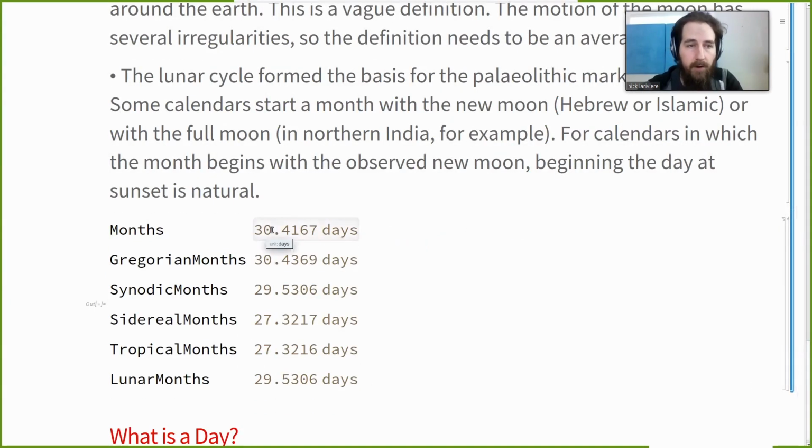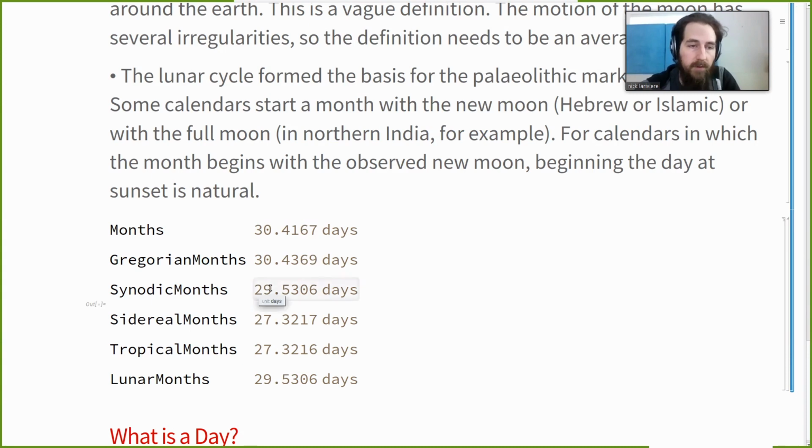Here again, when we think about our conventional notion of a month, the formal definition in terms of SI units is that a month is 1/12 of a year, and a year is 365 days. And so a month is 30.41 days, which is about 1 day longer than a lunar cycle. It's slightly longer for Gregorian months, because a Gregorian year is slightly longer than 365 days.